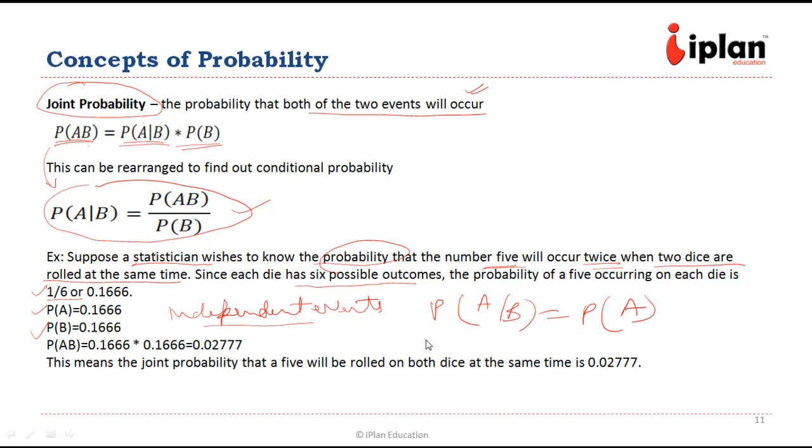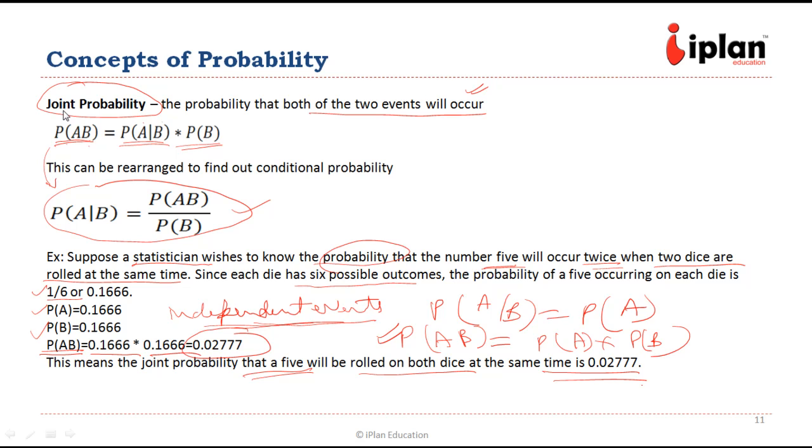So we know that joint probability in this case is going to be P(A) into P(B), just the multiplication of the two. As we have seen in the multiplication rule, for independent events, it will be simply the multiplication of two probabilities. So here the joint probability is 1 by 6 into 1 by 6, which is 0.0277. So this is the probability that a 5 will be rolled on both dice at the same time. So this was the basic idea about the joint probability.